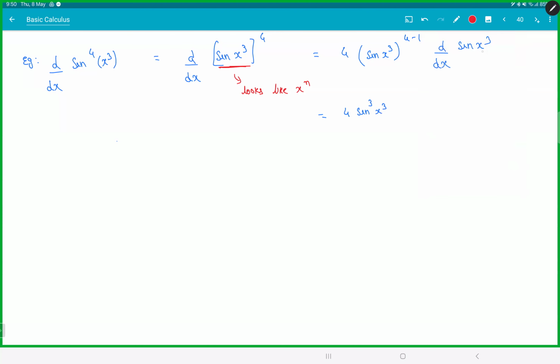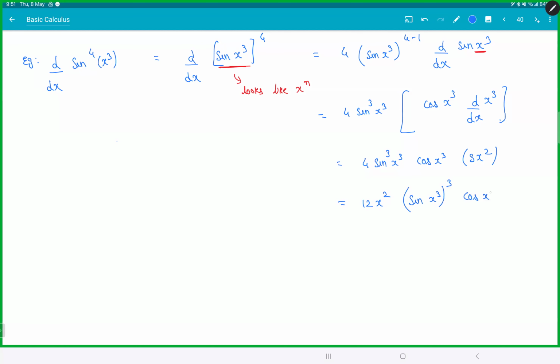But inside again, this is a sine of something. So this is again a function inside. So that would be cos of x cube. Then differentiate whatever is inside, which is x cube. So you have to keep doing this till you get your standard results. So this guy is 4 sine cube x cube cos x cube, and this thing will be 3x square. That will be 12x square sine x cube whole cube cos x cube. Is this clear, everyone?